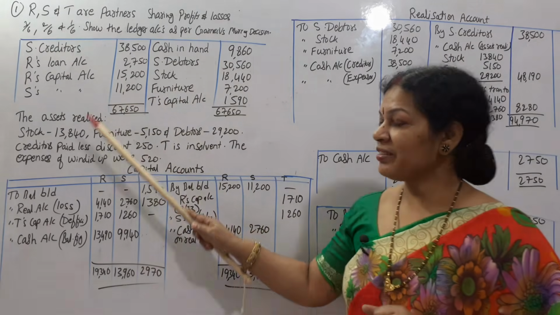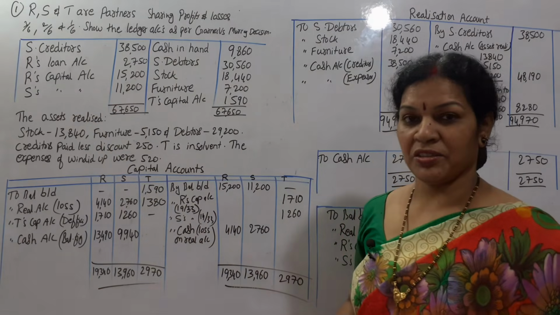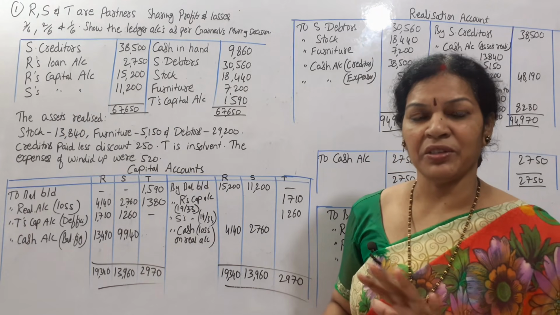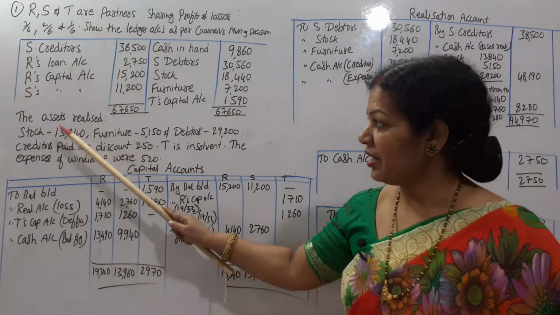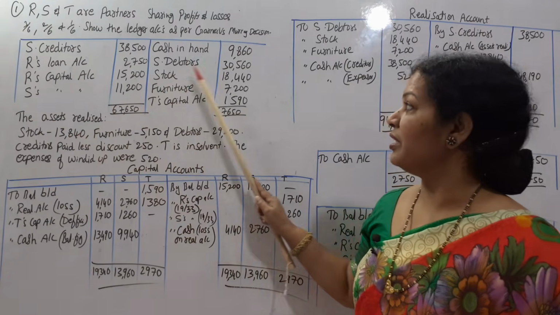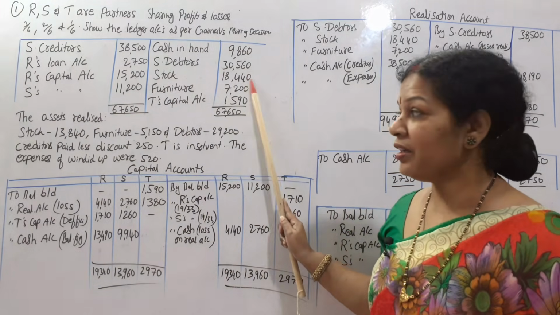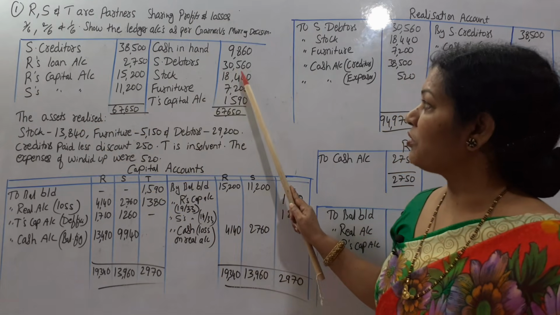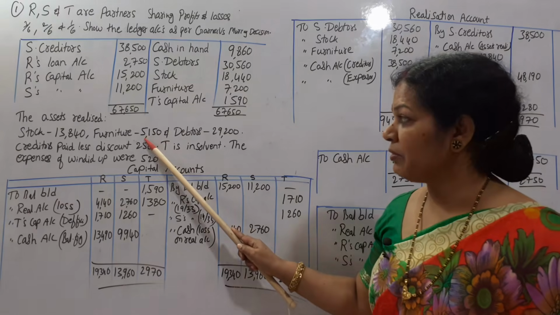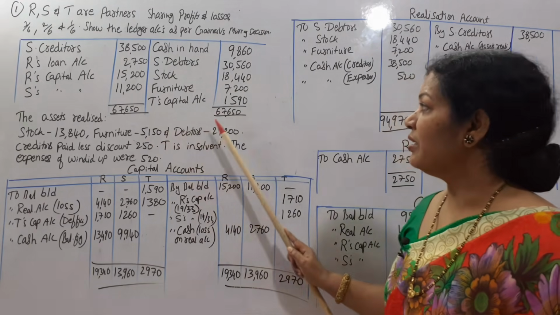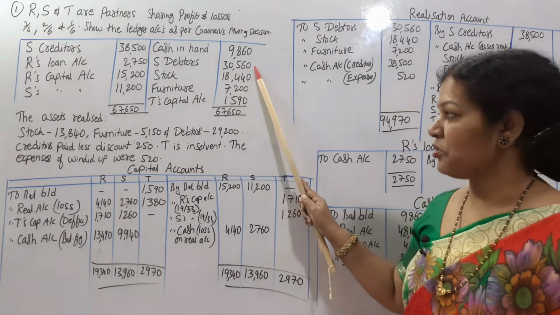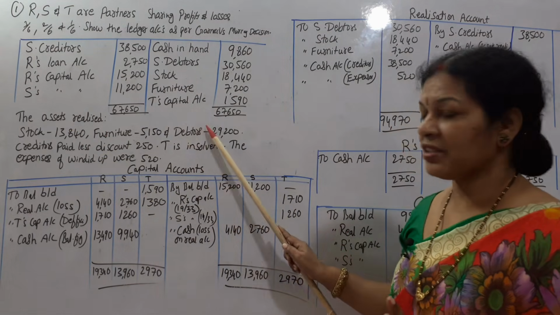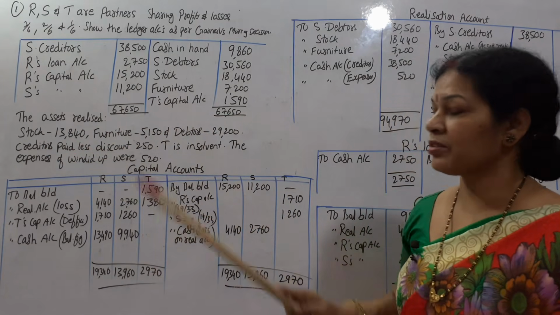Okay. Now, what is given in the adjustments? The assets realized. When someone has become insolvent, we have to realize the assets and liabilities, everything we have to close. At that stage, assets realized: stock 13,840. Actual stock is 18,440. We are getting 13,840 when we realize it. Furniture, actual furniture value 7,200, but when we realize, we are getting 5,150. And debtors 30,560 actual, but we are realizing for 29,200. So, these are the assets realized, and creditors paid less discount.